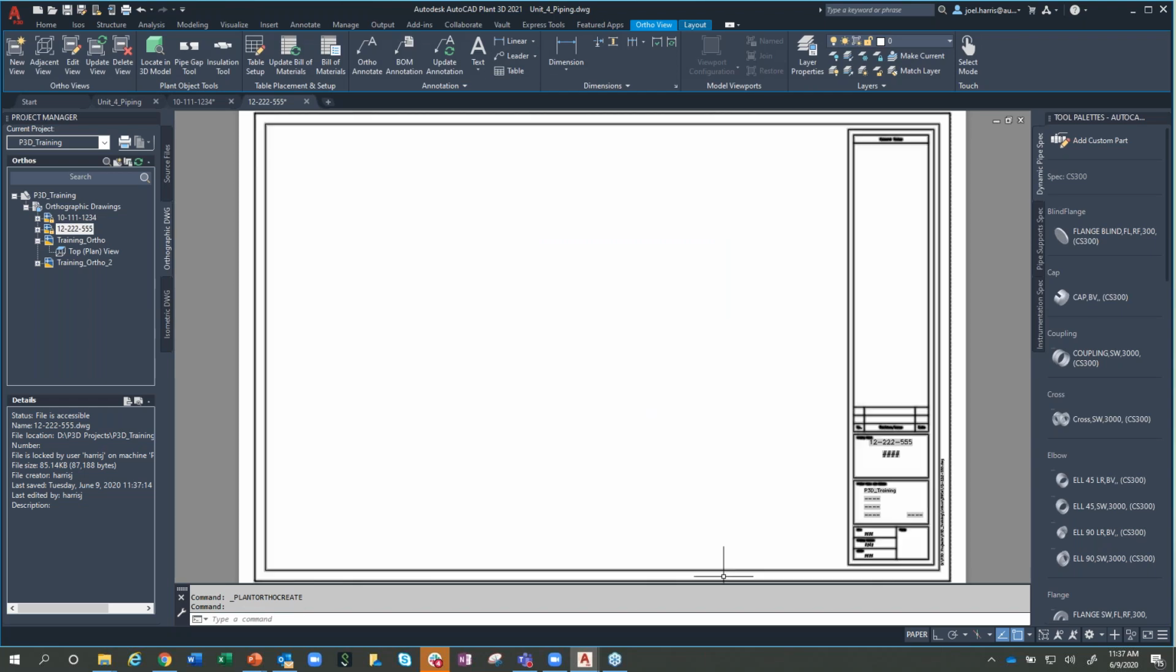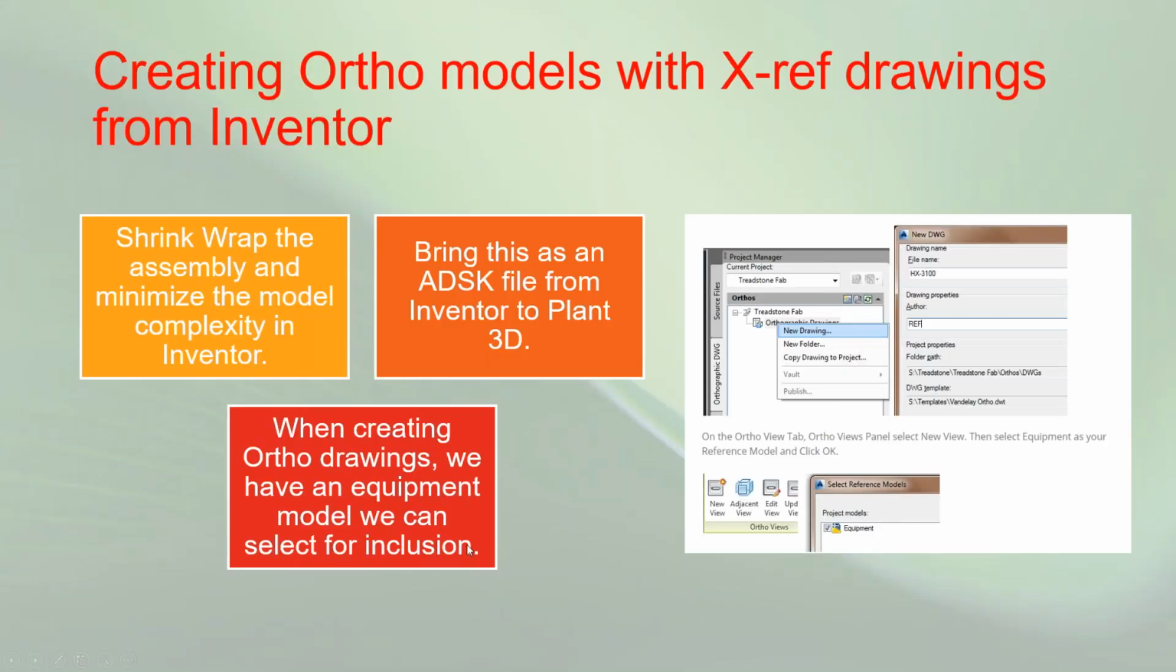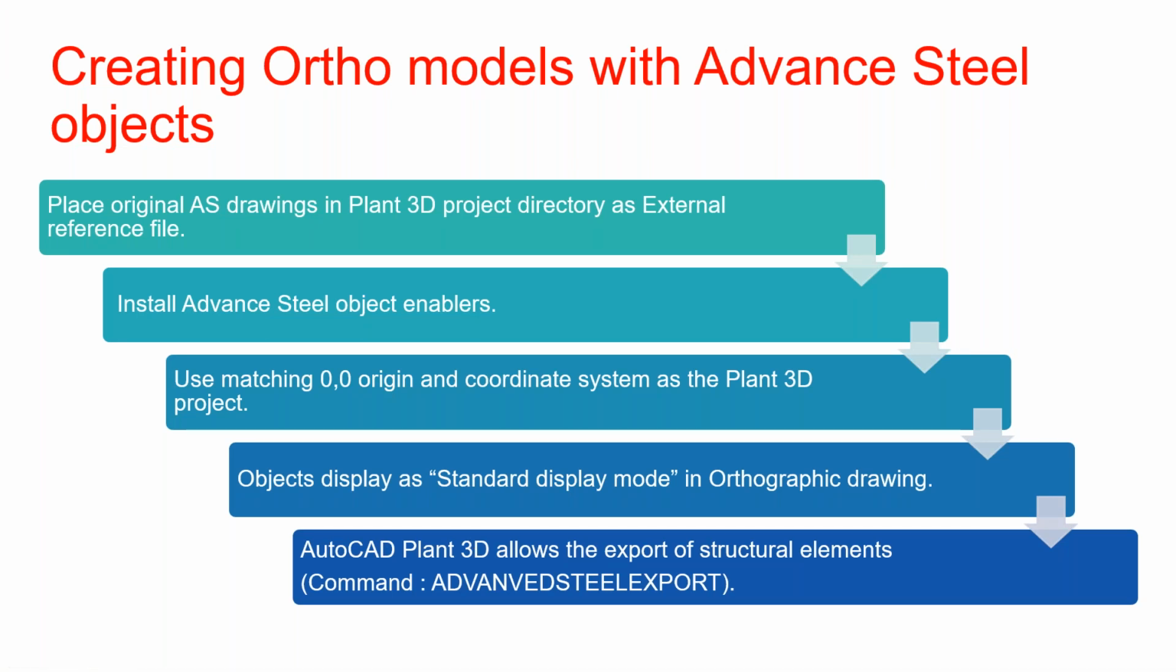You can work alongside that, like I said, by XREFing models into your plant models, but you want to be aware of the functionality that's there. For example, with Advanced Steel, you can place your Advanced Steel drawings in your Plant 3D project directory as an external reference file. In other words, you can add them to the project, making sure that you have the Advanced Steel object enablers or Advanced Steel installed on the computer, and that you have an origin location that matches the Plant 3D project. You can go ahead and bring that Advanced Steel model in as an XREF, and it will display properly.